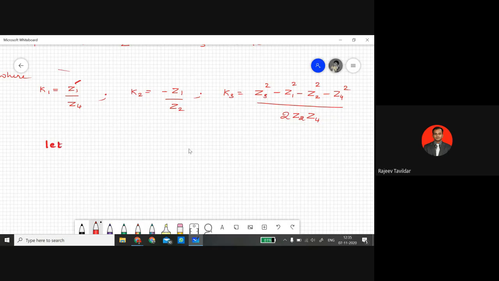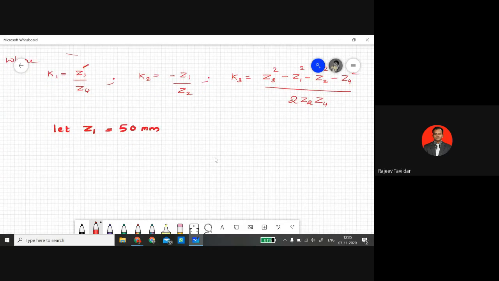So let us write that let Z1 be around 50 mm. This is what I'm assuming. One link length I have to assume. So now I can use this equation wherein I know K1, wherein I know Z1. So I can find out Z4. So how much are you getting Z4? Z4 will be 50 upon K1.